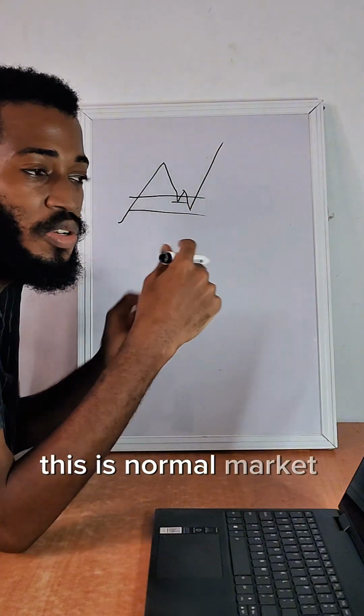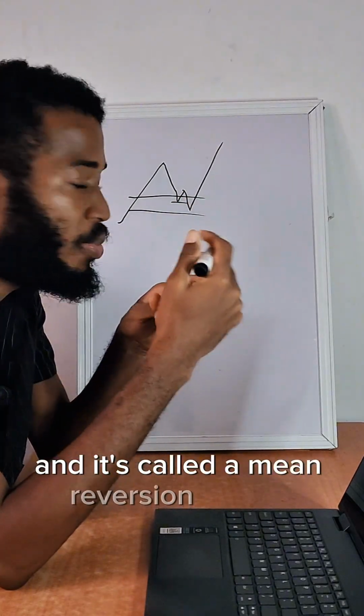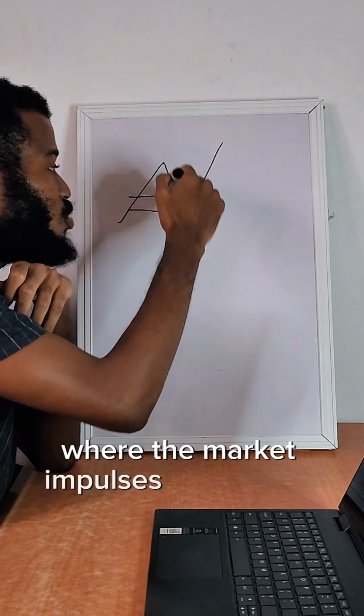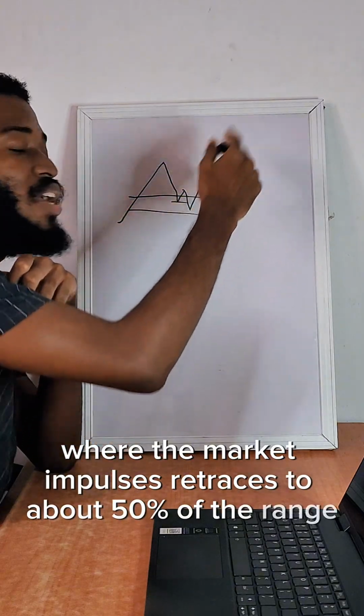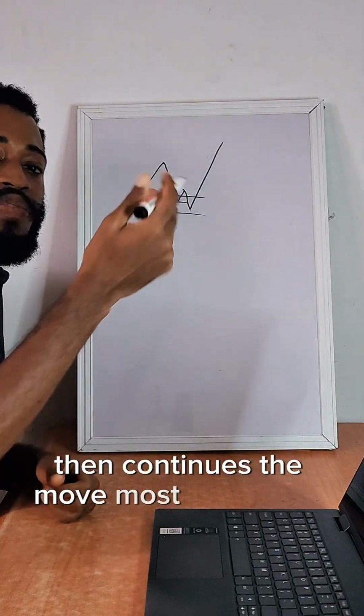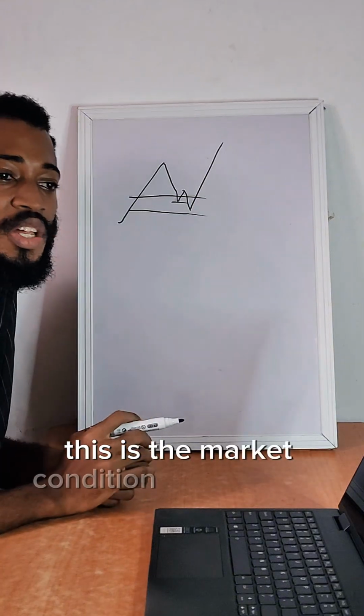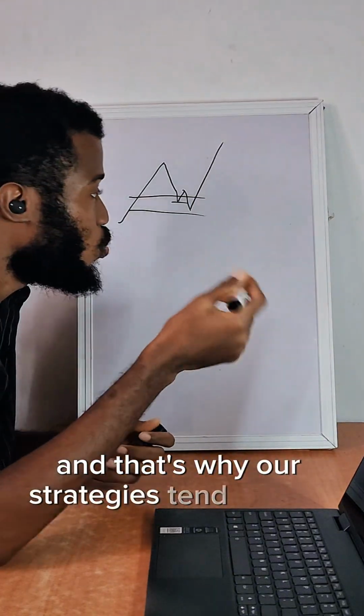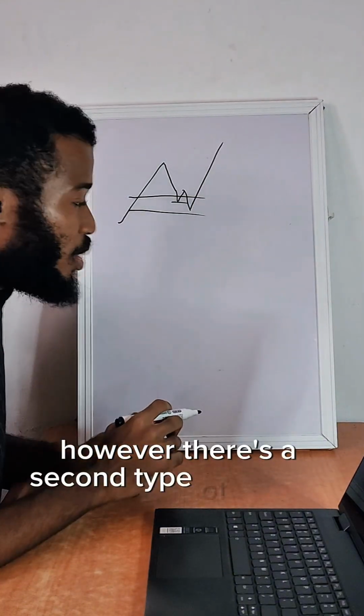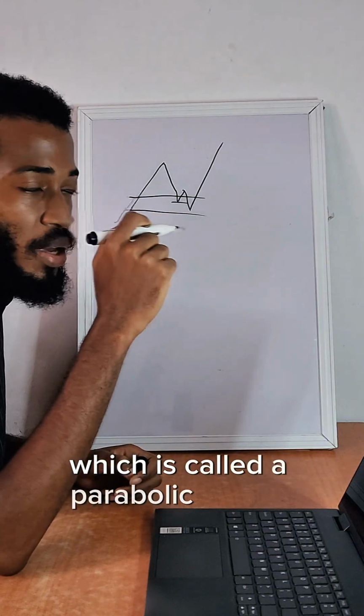This is normal market conditions, and it's called a mean reversion market, where the market impulses, retraces to about 50% of the range, then continues the move. Most of the time, this is the market condition that you will be in, and that's why our strategies tend to work. However, there's a second type of market condition, which is called the parabolic market.